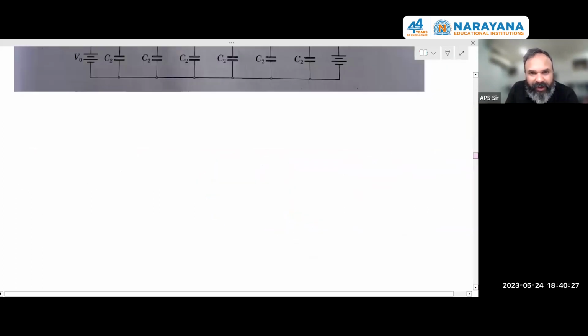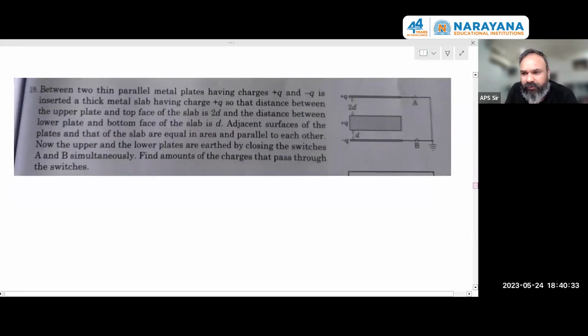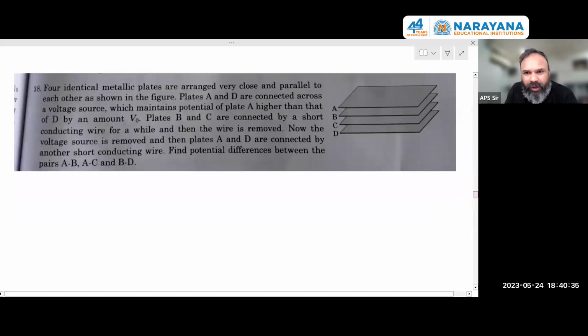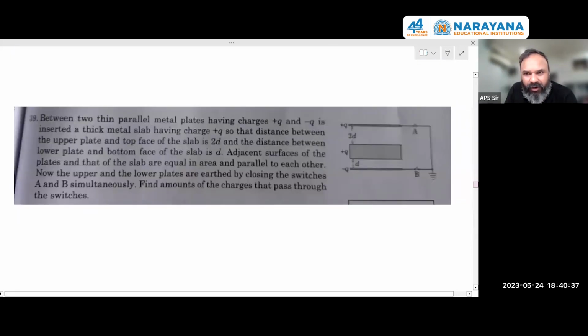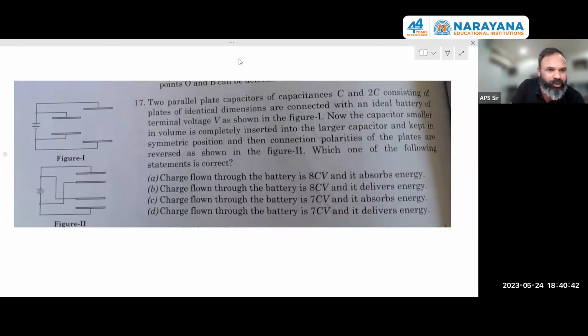Great. Let me take one problem which is more often put up, a problem on capacitance. A very nice objective problem. Let me take this simple problem and then go to a more complicated version.